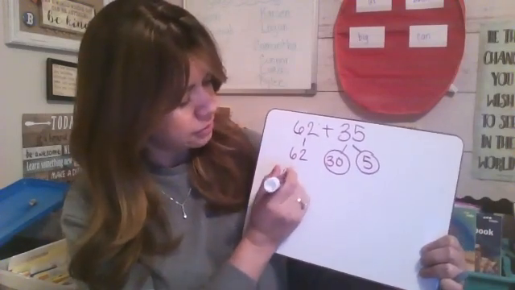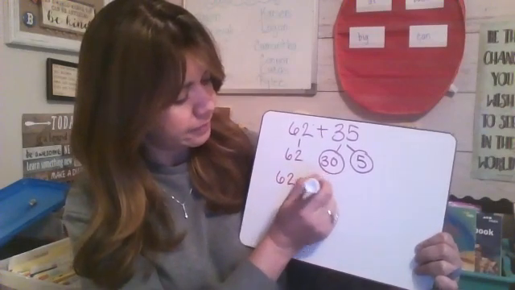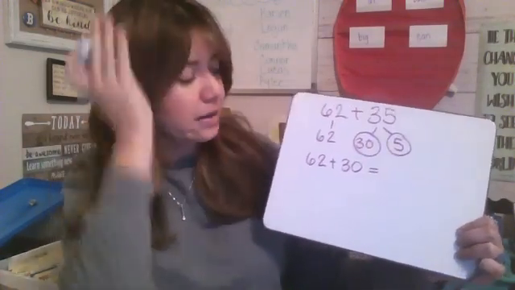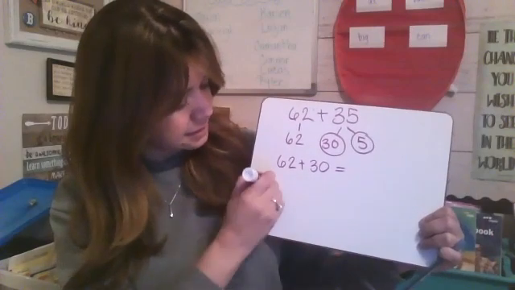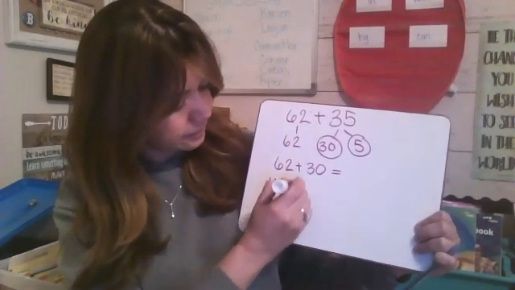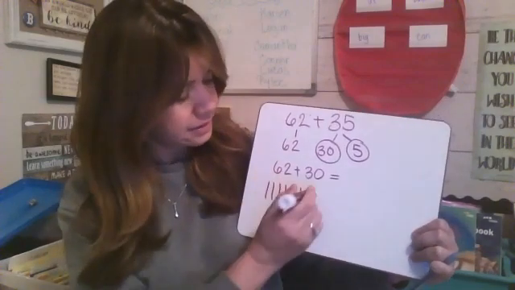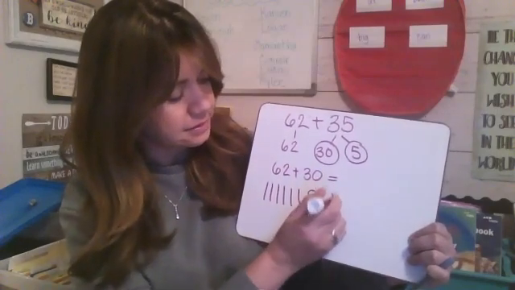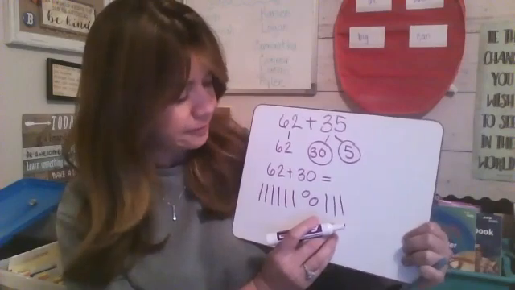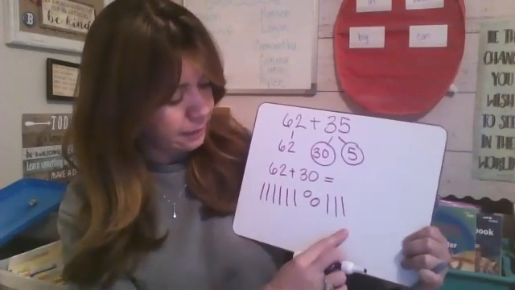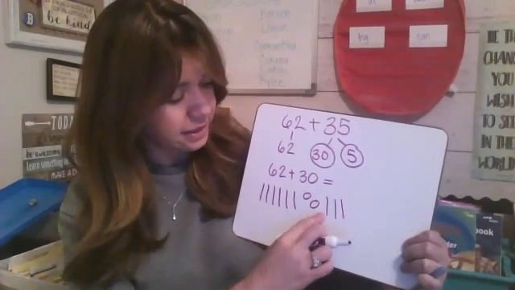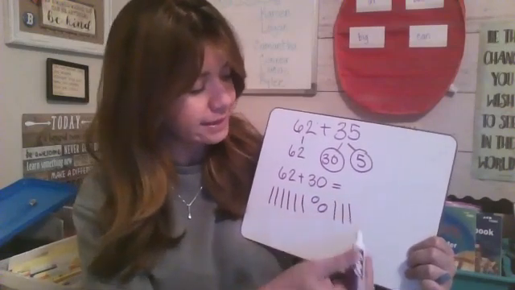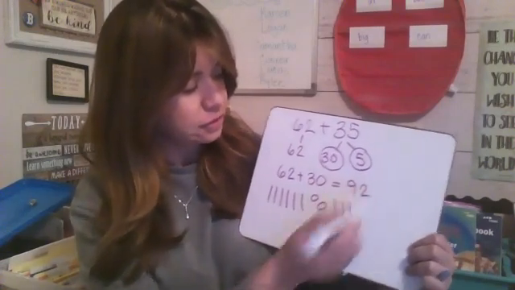I have 62 plus 30, and that's going to equal, and if I'm visualizing that in my head, what does 62 look like? It's 6 rods and 2 ones, right? And 30 is 3 rods. There's 3 tens there. So now if I take those and I add them up, I'm seeing I have 6 tens here and 3 tens here, which gives me 9 tens altogether. So I have 90 plus 2 more is 92. So that gives me 92 altogether.